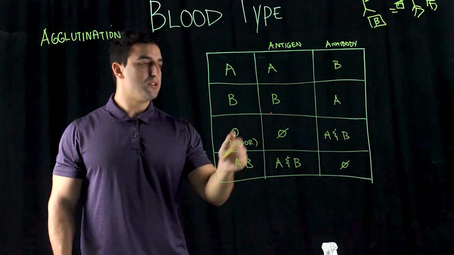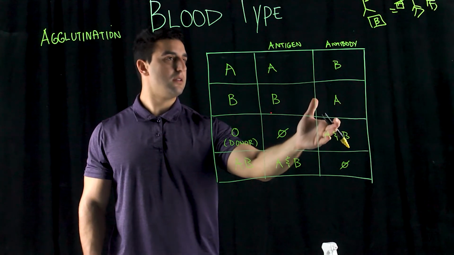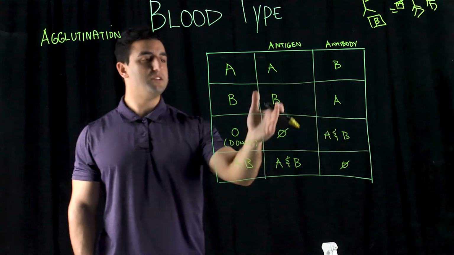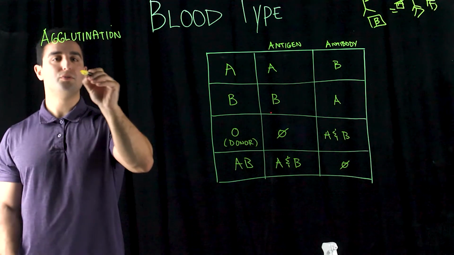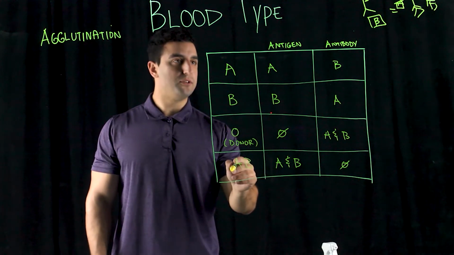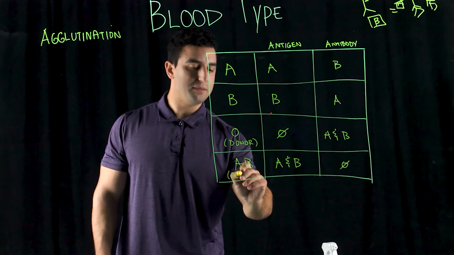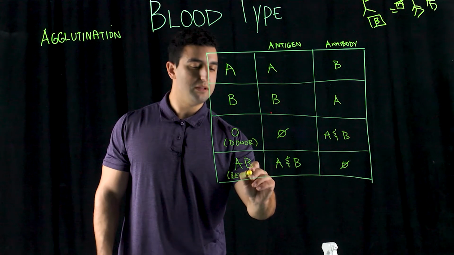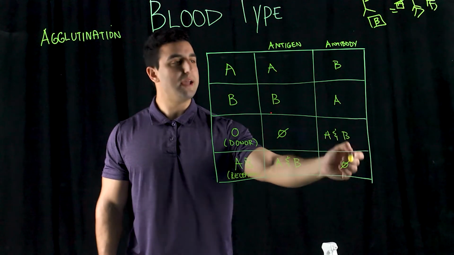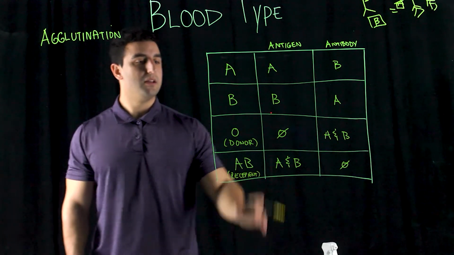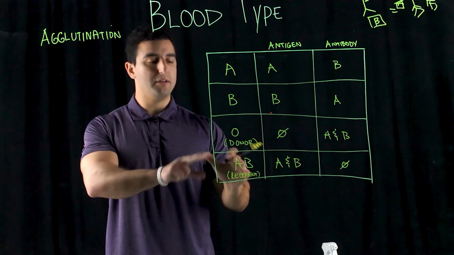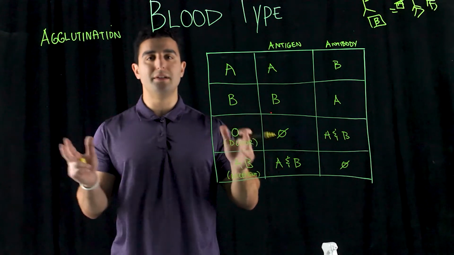So, the donor O has all the antibodies, but it has no antigen. If type O goes into type B, there would be no immune response. ABs are referred to as the universal recipients. What does that mean? Recipient means they can receive blood from anybody. Why? They have no antibodies. No antibody, no immune response. So the ABs can receive blood from anybody, whereas the Os can donate blood to everybody.